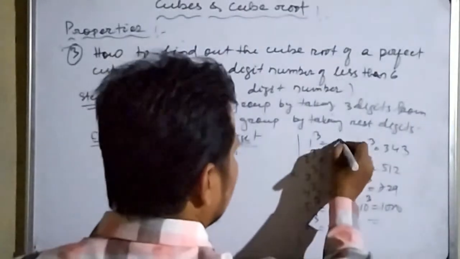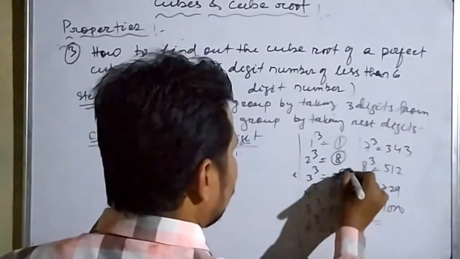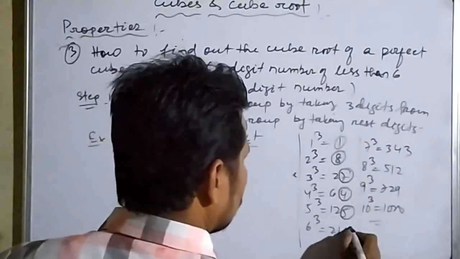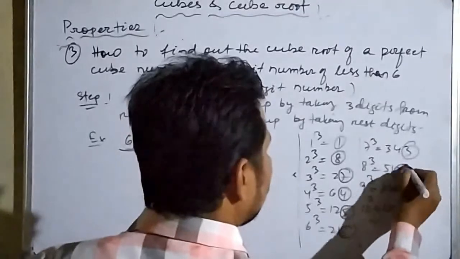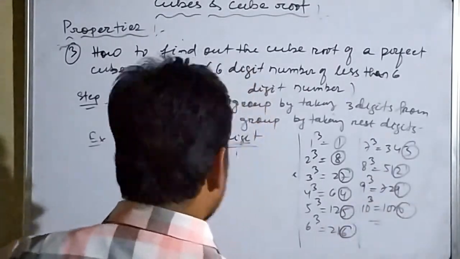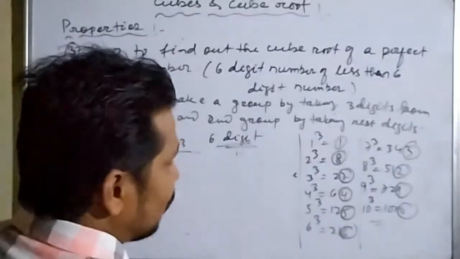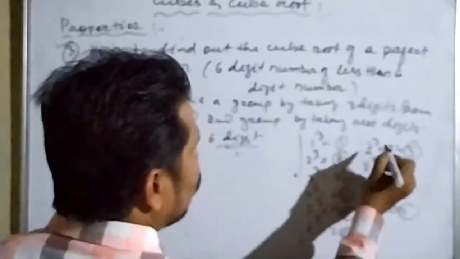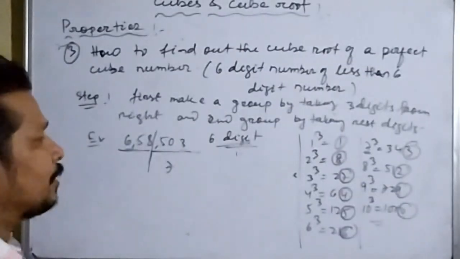What are the unit places? Here, these are the unit places. Yes or no? So you can see that here the unit place is 3. So whose unit place will be 3? You can see that here. So from this you have to take 7.